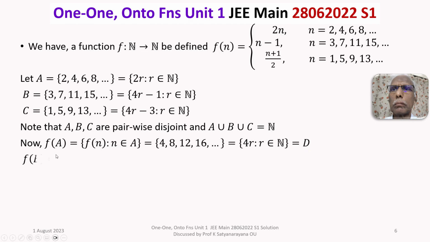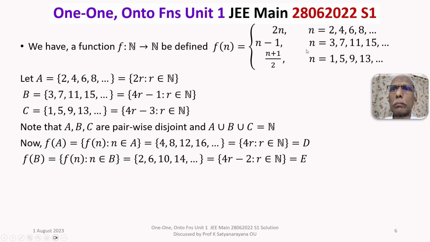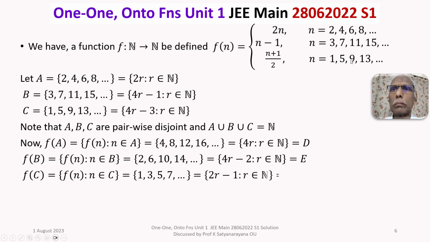And f of B will be f of n, n belongs to B. For n belongs to B, f of n is n minus 1. So it will be 3 minus 1, 2, 7 minus 1, 6, 11 minus 1, 10, 15 minus 1, 14. And again an AP, first term 2, common difference 4, general term is 4r minus 2, r belongs to N. Let's call this set E. Now f of C. So C is consisting of 1, 5, 9, 13.